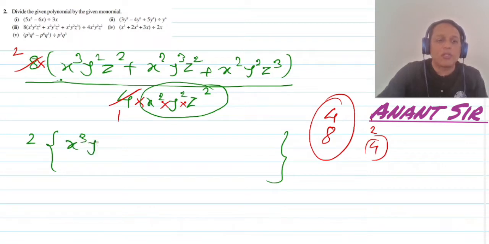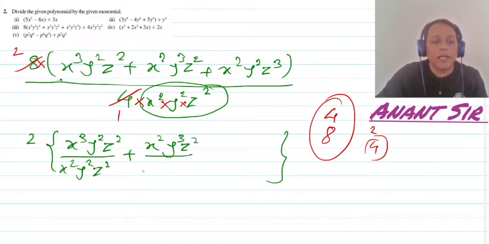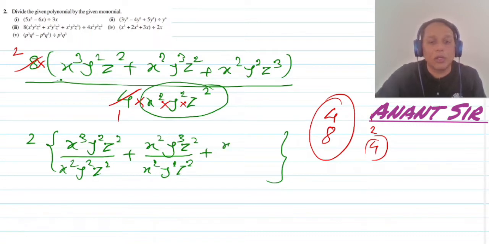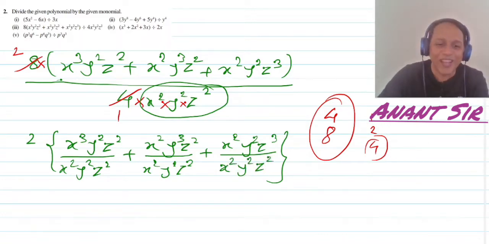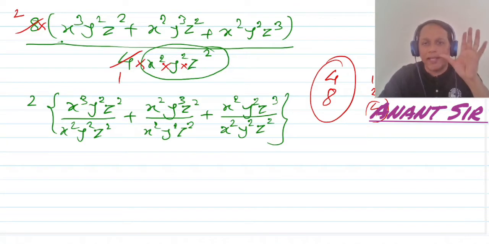So first term is x cube y square z square divided by x square y square z square. Then there is a positive sign. Second term is x square y cube z square divided by x square y square z square. And then the third term is x square y square z cube divided by again x square y square z square. So now what do we have? We have to just solve the variables, right?